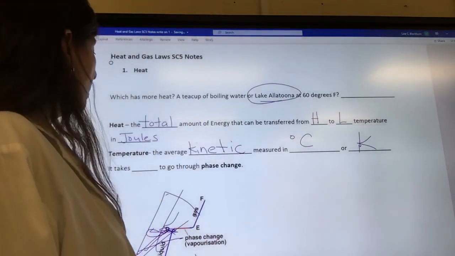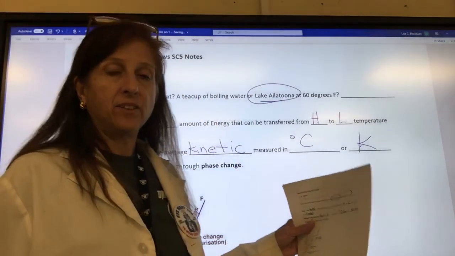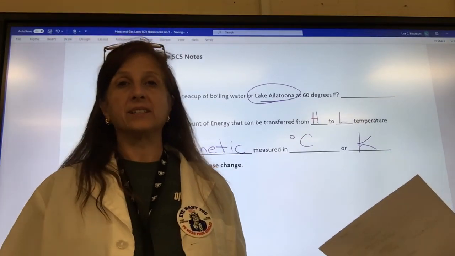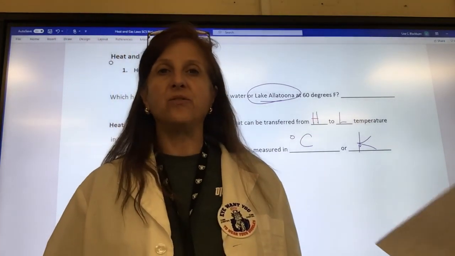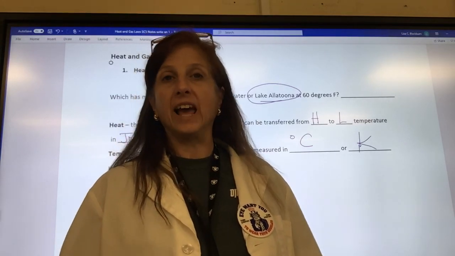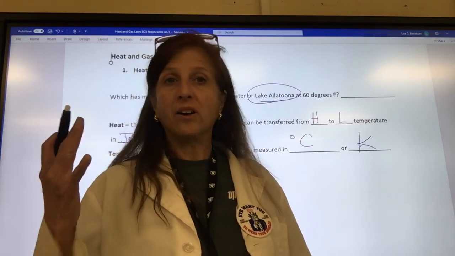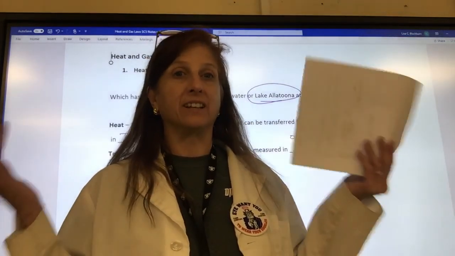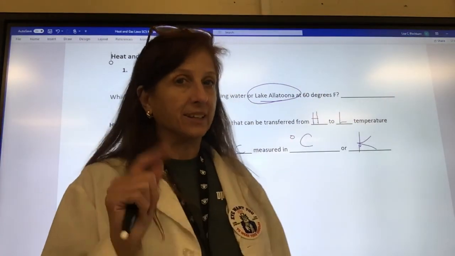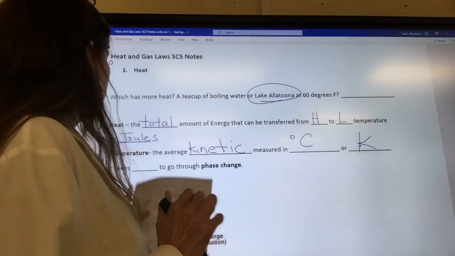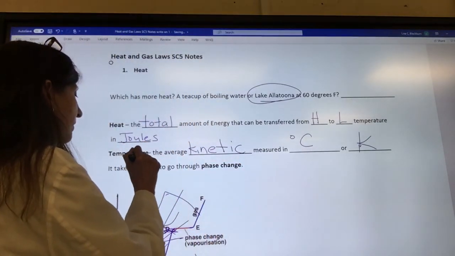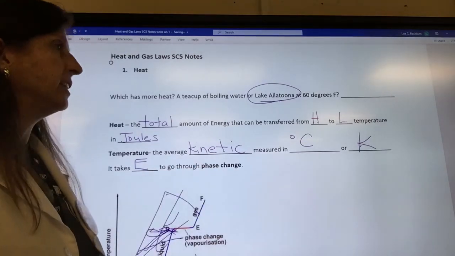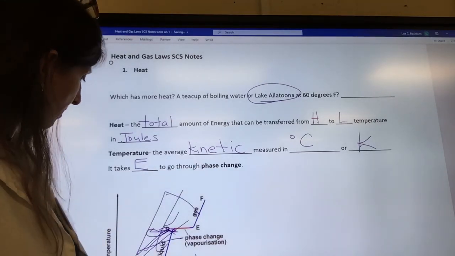All right, so now the other thing that has to do with all of this is that there are different phases of matter. You can have ice, you can have water, you can have steam, and they all have something to do with energy and temperature, don't they? Yes, they do. It takes energy, and remember the science symbol for energy is big E, to go through phase change.